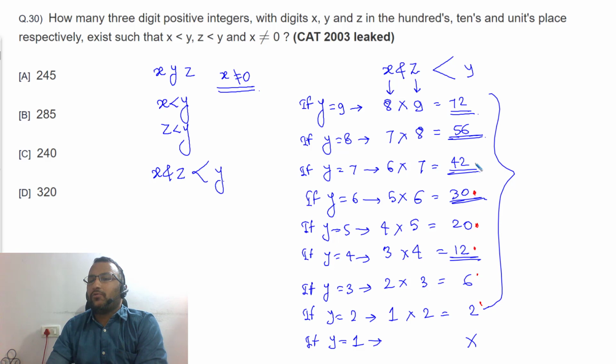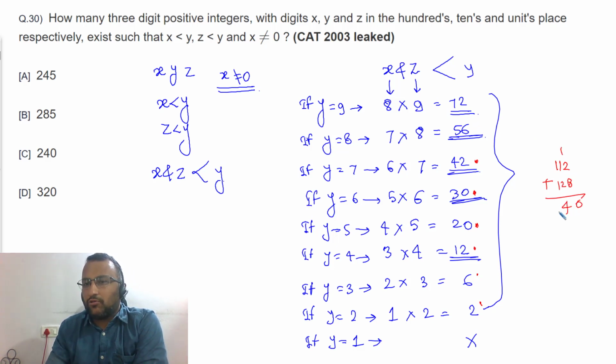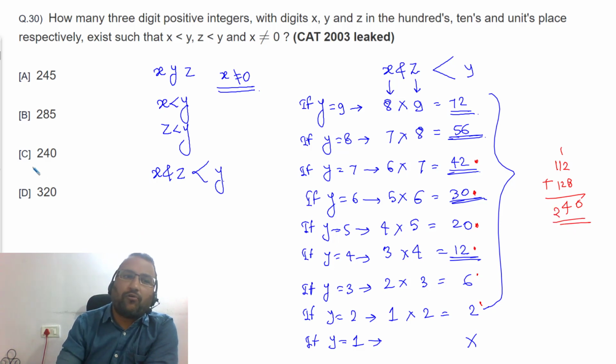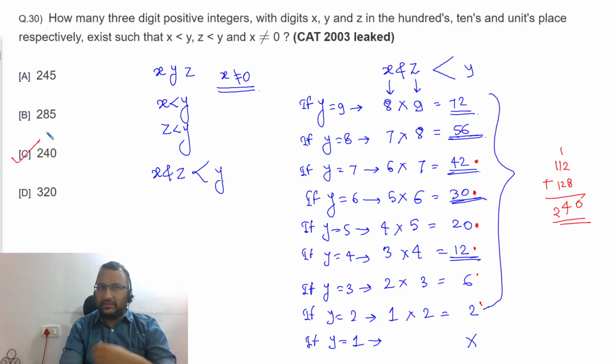70 and 42 is 112, and 72 plus 56 is equal to 128. So this addition is equal to how much? This addition is equal to 240 everyone, that is option C.